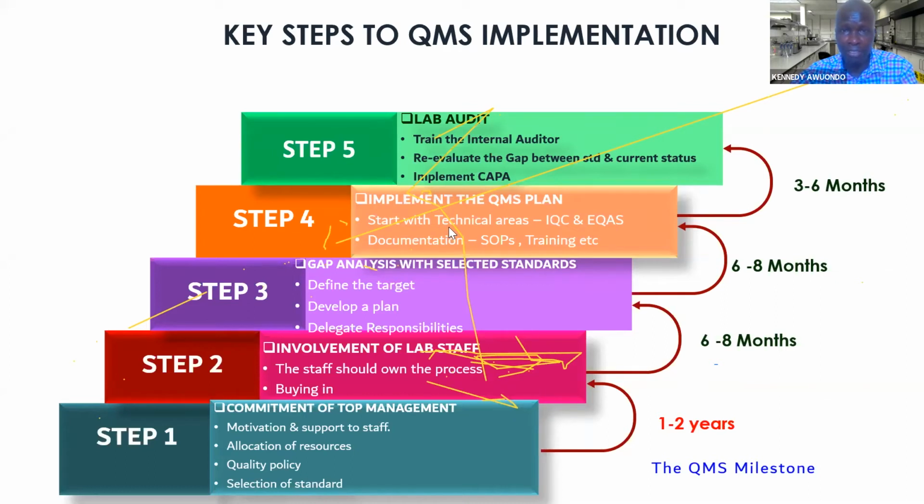And step number 5 is the lab audit. You need to train your internal auditors. You need to reevaluate the gap between standards and current status. You need to implement corrective action and preventive action, because there will be a lot of errors occurring in the system. And if you don't have your CAPA, your system will be as good as dead.